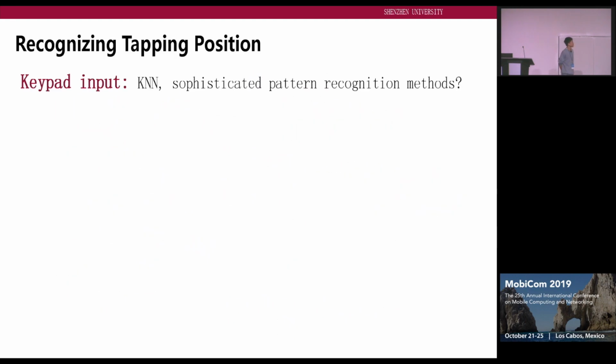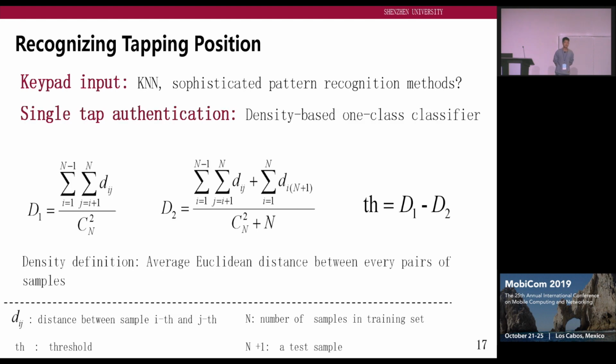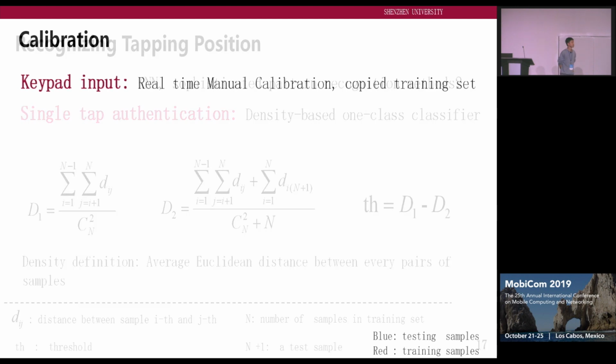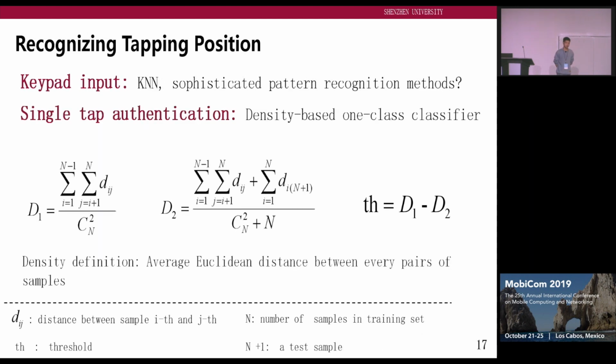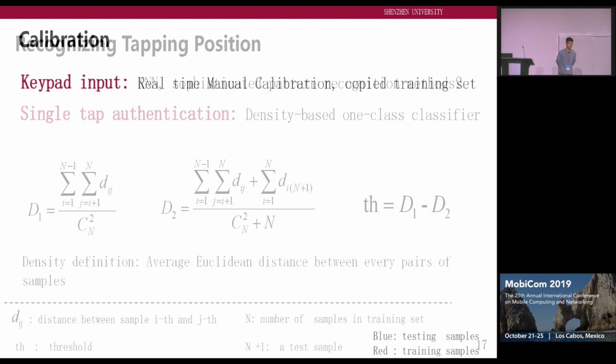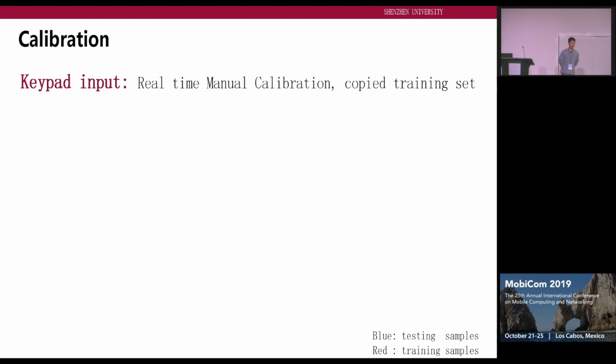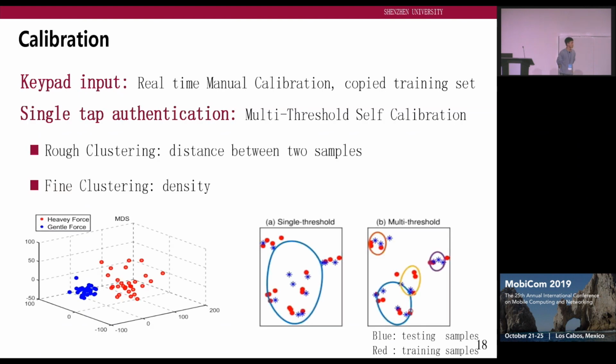And then I use the KNN to classify the different tapping locations. And I also designed a density-based one-class classifier to authenticate the users. Finally, I designed a calibration scheme, including a real-time manual calibration and a multi-thread self-calibration. With this calibration, we can adapt to the different tap force, and also it allows users to update the training data when an error occurs in real time.